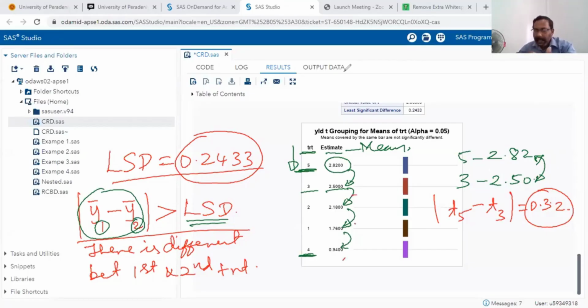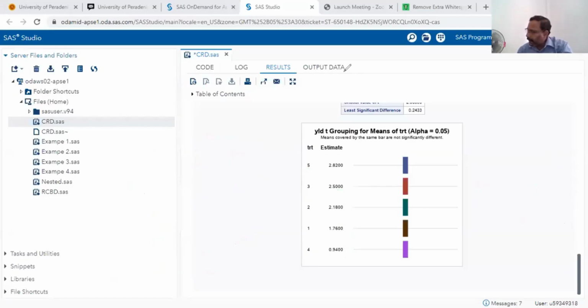I have shown you the theory; in theory class you will learn all these things. That is one way to look at it. The other way, you see the colors. This treatment mean has one color, this one has another color, this one another, and this one another. All have different colors. That means all are different.